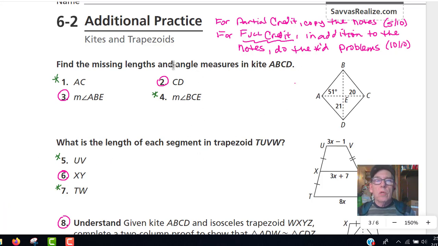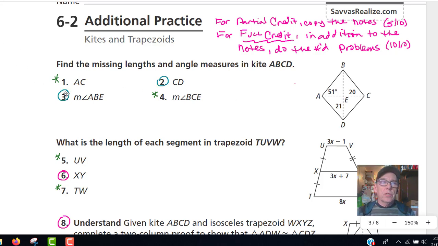Okay, these notes accompany the 6-2 additional practice in the practice packet. For partial credit, copy only the notes. If you want full credit, in addition to copying the notes, I'm going to do the notes for the circled ones. You need to also do and show the work that goes with the asterisk mark problems if you want full credit.